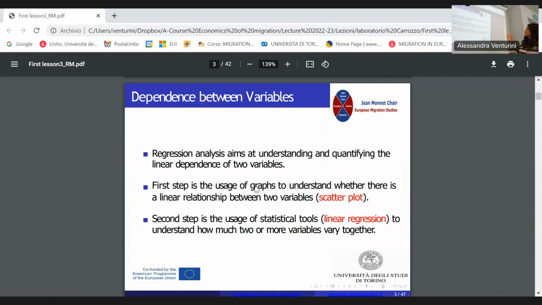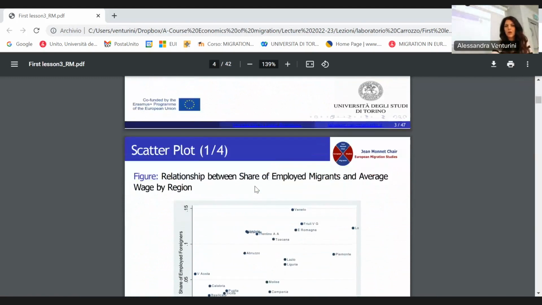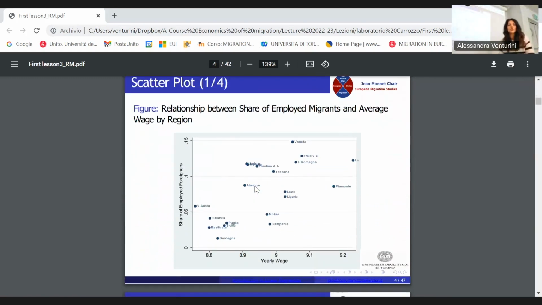The first step is the usage of a graph to understand whether there is a linear relationship between two variables. An example of this scatter plot is this figure. This figure shows the relationship between the share of employed migrants and the average wage by region. This is Italy. This is the relationship between the share of employed migrants and the yearly wage.